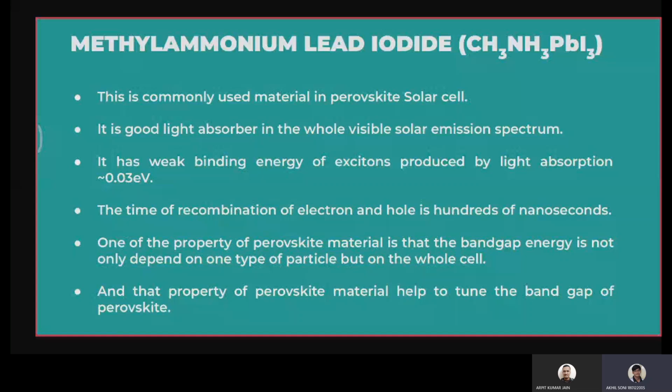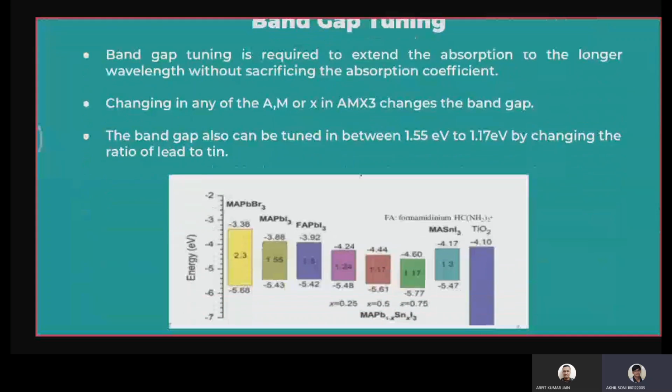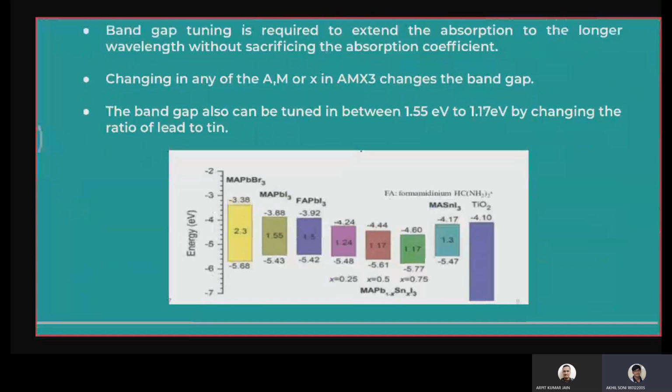One of the properties of the perovskite material is that the band gap energy does not depend on only one type of particle but on the whole cell, and that property helps to tune the band gap of the perovskite. Band gap tuning is required to extend the absorption to longer wavelengths without sacrificing the absorption coefficient. Changing any of A, M or X in AMX3 changes the band gap. The band gap can also be tuned between 1.55 electron volt and 1.17 electron volt by changing the ratio of lead to tin.